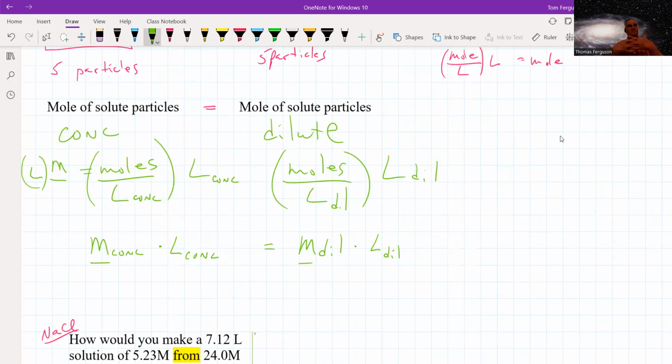Those are equal. So we have 4 variables. That means we need 3 knowns in the 4 variables before we can solve the 4th one. Usually the one we're trying to calculate is the volume of concentrate. How much of the concentrate do we need to put in to dilute? So usually 99% of the time, we want to know the volume of the concentrate.